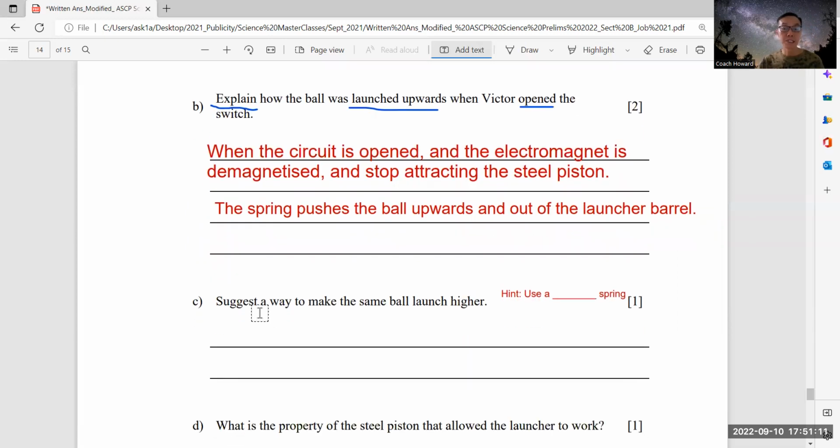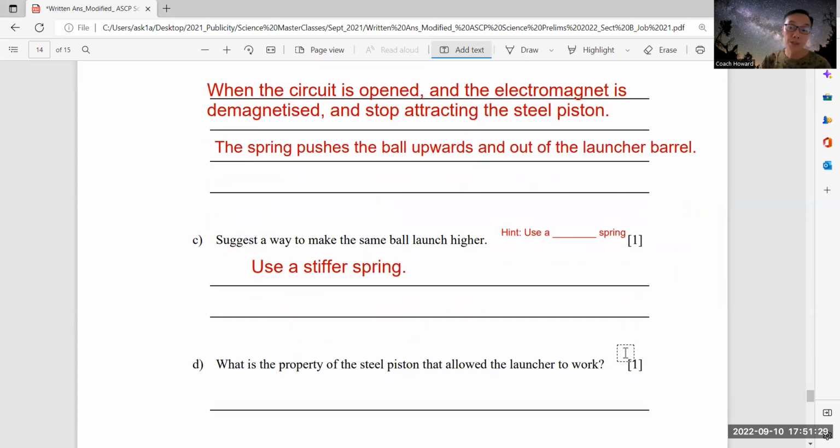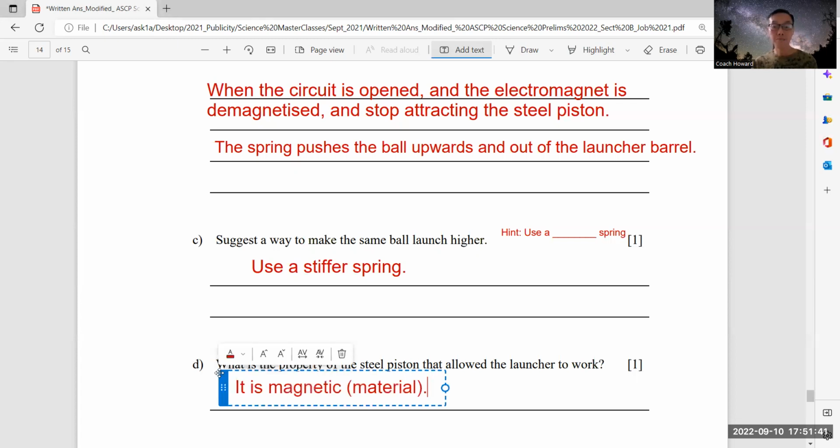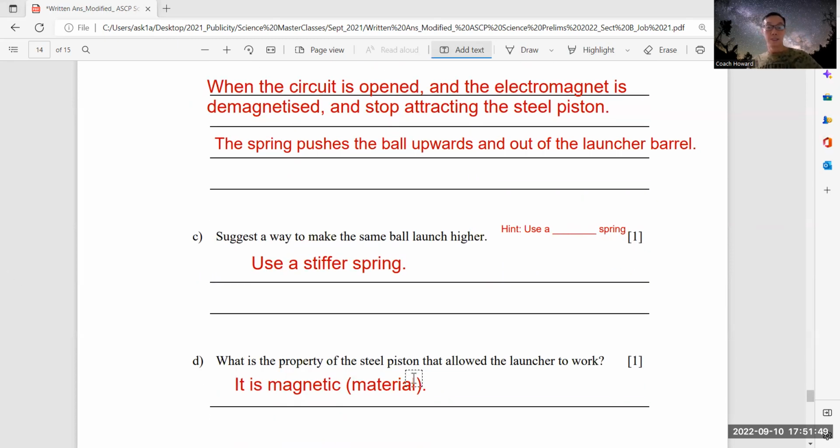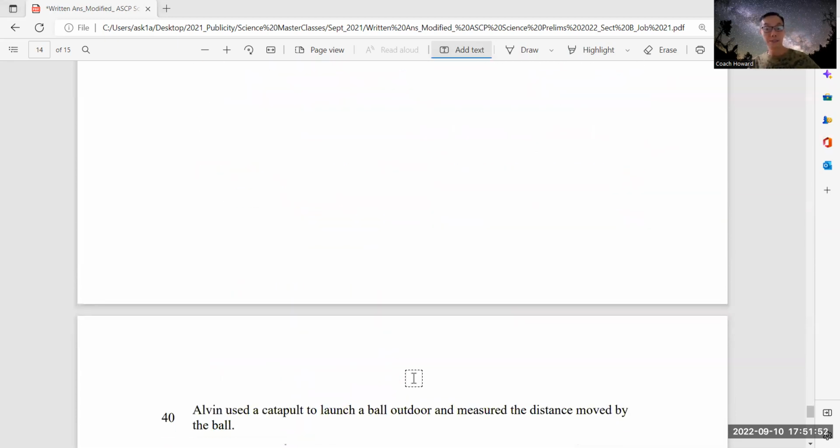Okay, next. Suggest a way to make the ball launch higher. Very easy. Use a stiffer spring. Next. What is a property of the steel piston that allows the launcher to work? It must be magnetic. So it is a magnetic material. They ask you what is a property of the steel piston, so you say it is a magnetic material. You capture this part. Okay, the next question.